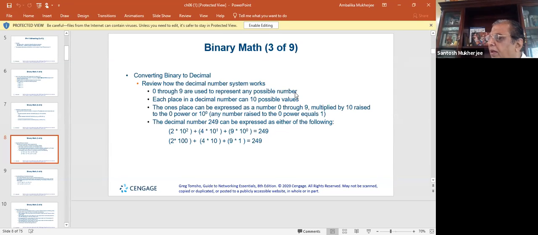7 into 10 to the power 1, which is 70. And then 9 into 10 to the power 0, which is equal to 9. So 3 into 10 to the power 2 is equal to 300, 10 into 7 is equal to 70, 9 into 10 to the power 0 is equal to 9. So the total is 300 plus 70 plus 9, 379. So conversions of your binary to decimal, we have to do this way.